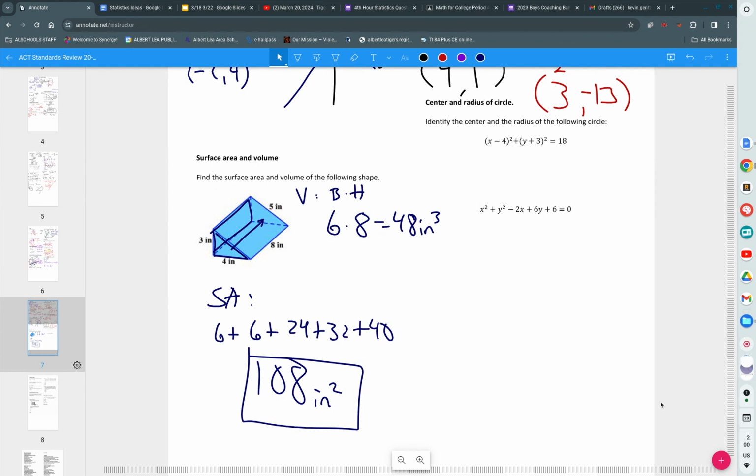You guys are doing great. We're almost to the back page. Talk to the person next to you. See if you can figure out the center and the radius of that circle. Just the top one. See what comes back to your mind.